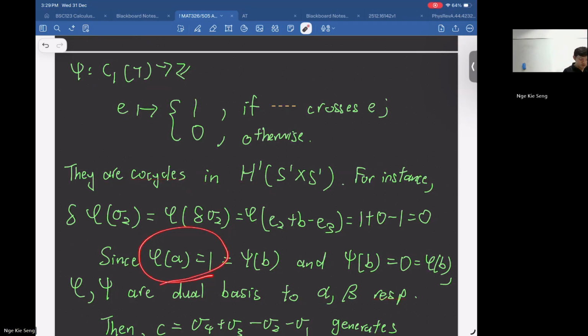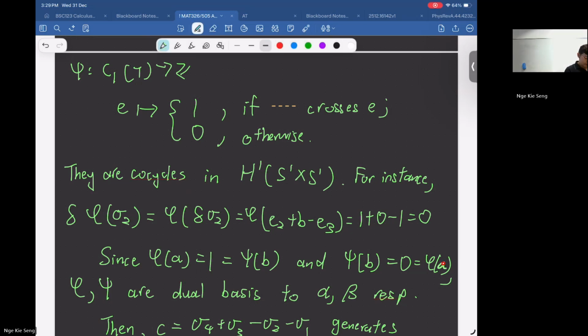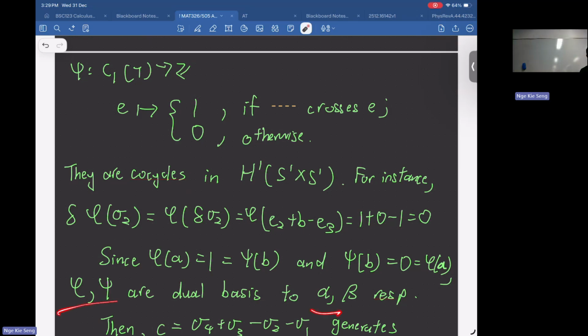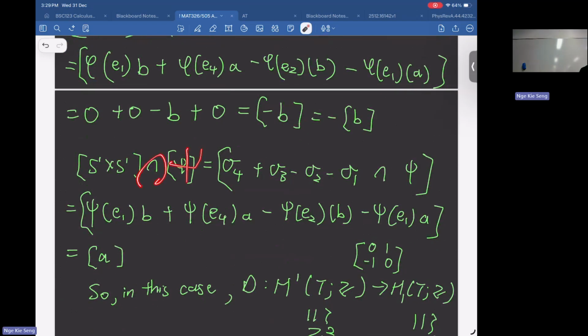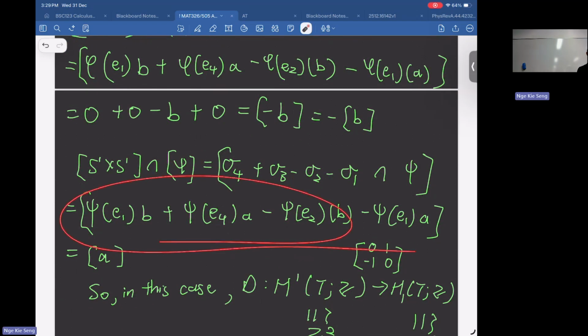Did I write it backwards? Oh, no. Let me see. Okay, I think this is A. So you can see that phi is something that is dual to A, but under this cap product, it gets sent to minus B. If you compute, how about cap product with psi? Okay, do the same thing. You apply your psi to the first part of your two cell, and then the other part of your two cell, you just multiply with it.